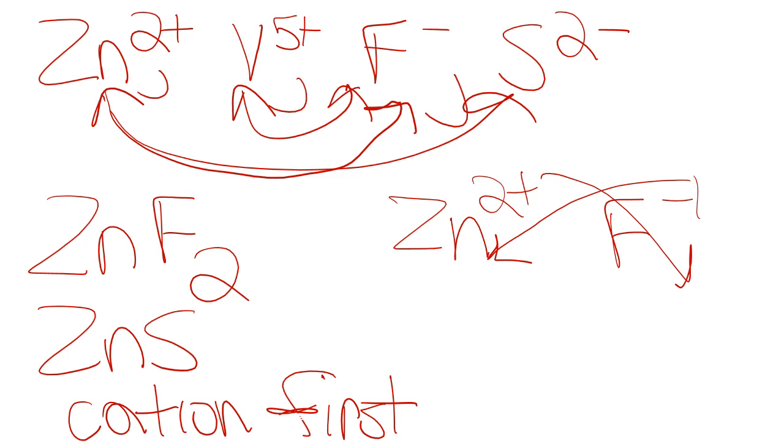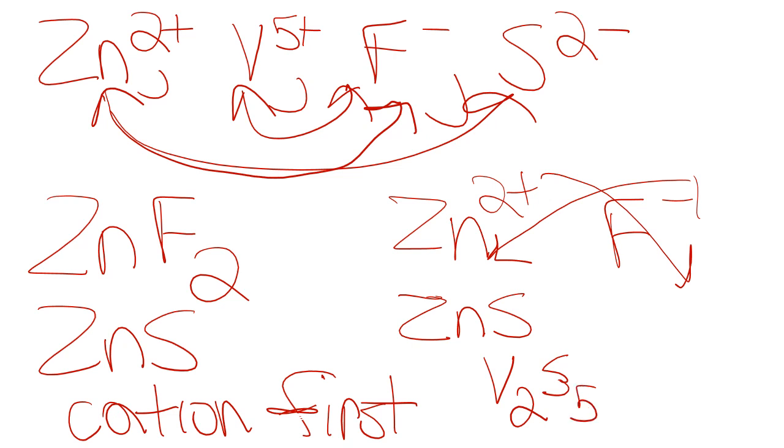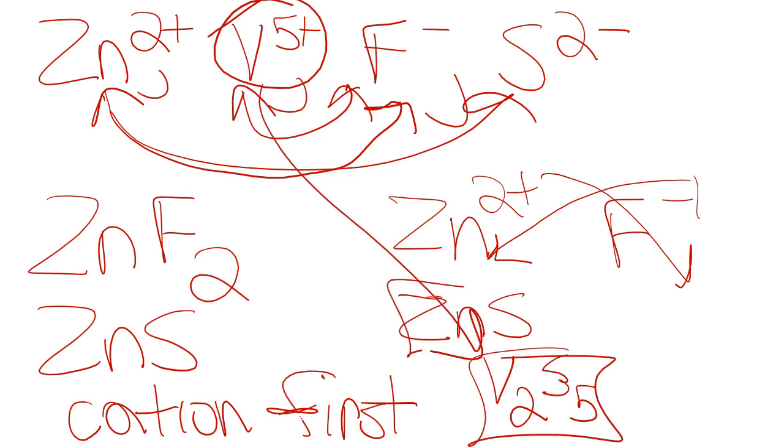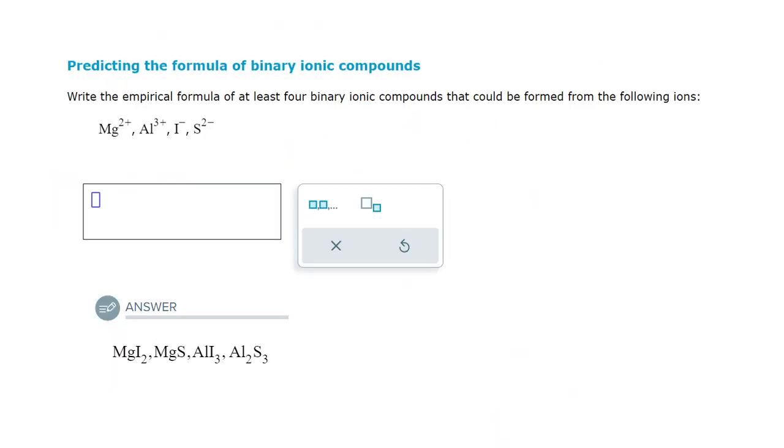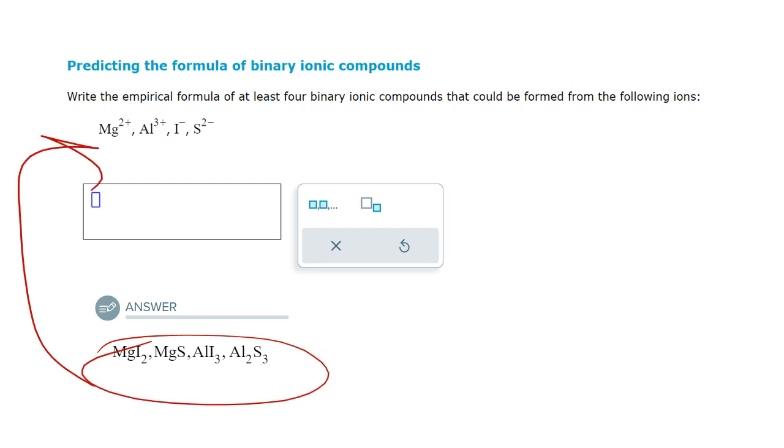They don't mess around. So then we've got zinc sulfide, and then vanadium. Just for later reference, this would be what? Vanadium 5, well, it tells us the charge right there, so it'd be vanadium 5 sulfide. We've got those four right there. So cation first. And here are some practice answers. You can also practice on Alex, obviously.